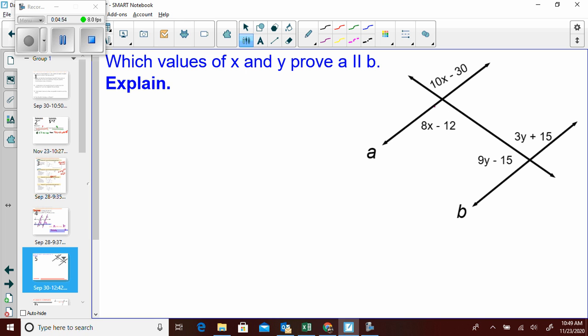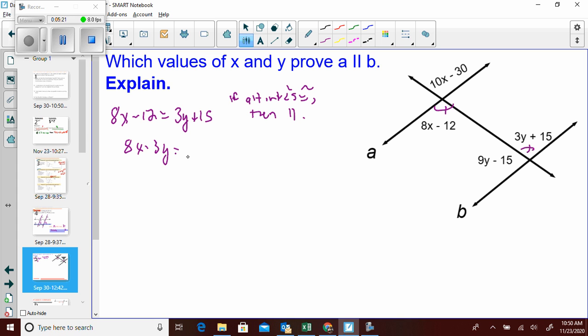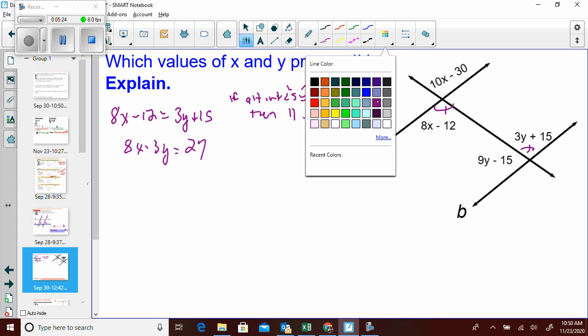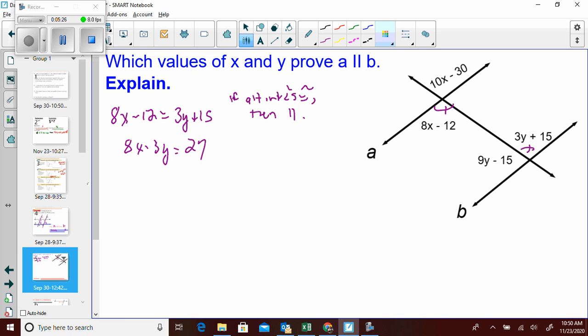So let's see. We have this one here. I can say this and this are the same. I can say 8x minus 12 equals 3y plus 15. That reason is, if alternate interior angles are congruent, then parallel lines. So it's a system, so I have 8x minus 3y is 27. Next, it doesn't matter which one I do, right?